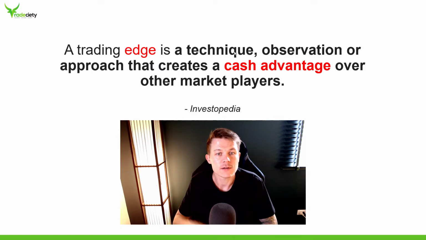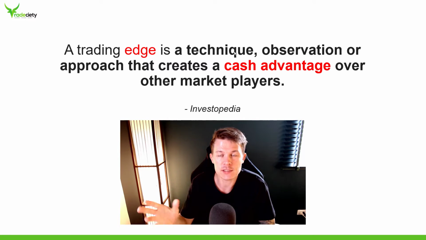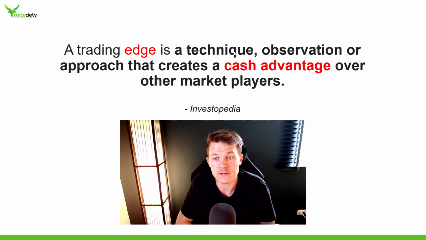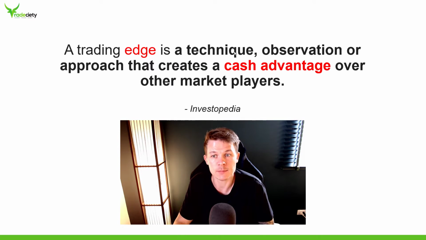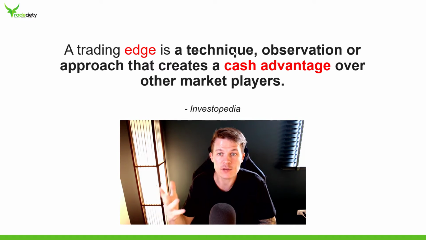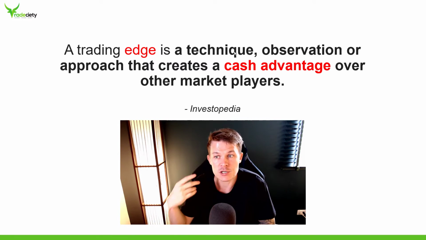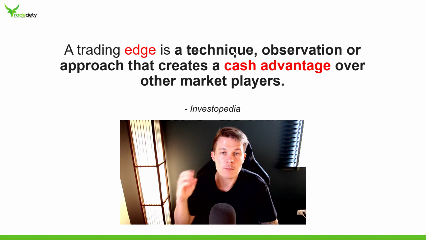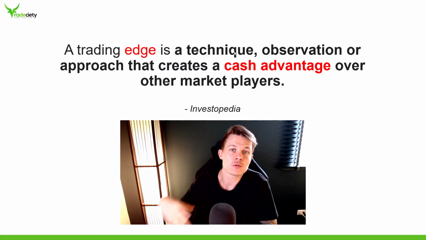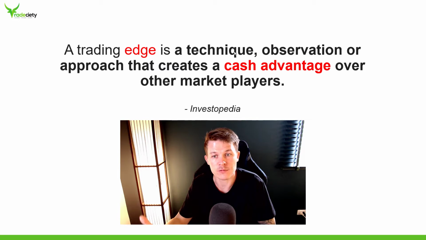So as I said, we're going to cover the three different types of trading edges. But before we get into that, what is a trading edge? I found this very nice definition on Investopedia, and it goes: a trading edge is a technique, observation, or approach that creates a cash advantage over other market players. So basically this means an edge is a behavior, technique, or observation that allows you to, at the end of the week, at the end of the month, at the end of your trading year, come out ahead, make money as a trader, and preferably have a repeatable approach that you can use time and time again to generate money and take it out of the markets.